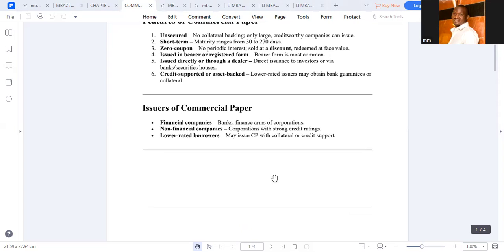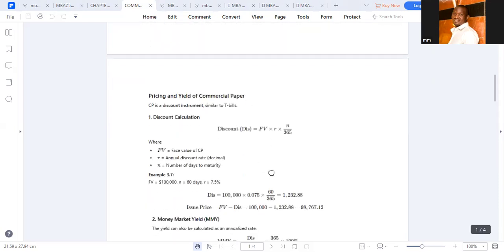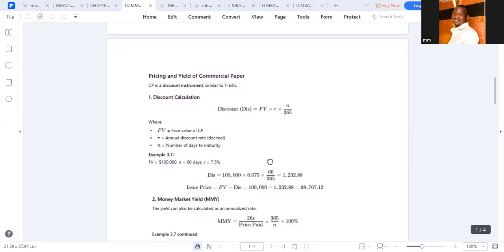I'm predominantly going to be looking at almost all the questions or the examples in your textbook because that's where most of the questions are coming from. Like I said, the issuers of the CPs could be what? Financial companies, that could be banks, finance arms of corporations, and non-financial companies, that could be corporations with strong credit ratings. We're going to look at an example of a CP as a discount instrument, which is similar to treasury bills.